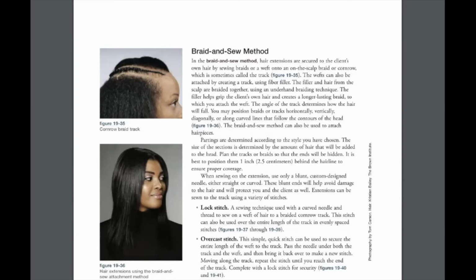And then we have our double lock stitch. Our double lock stitch is much like the lock stitch, but the thread is wound around the needle twice to create a double lock. It is used in the same way as the lock stitch.